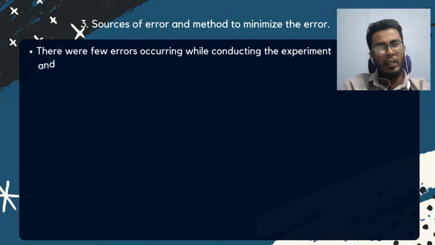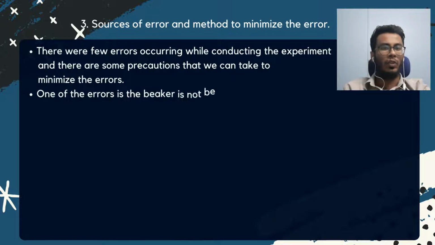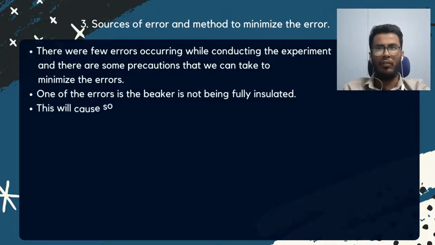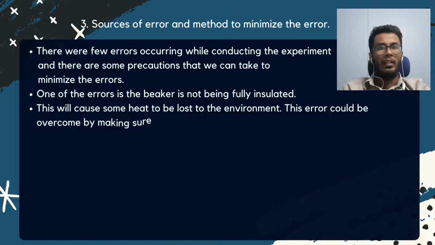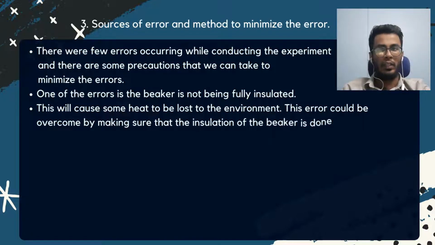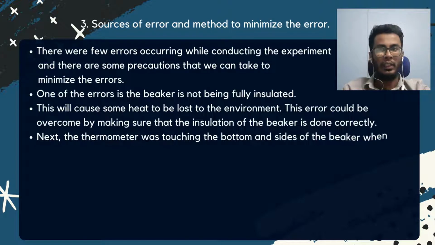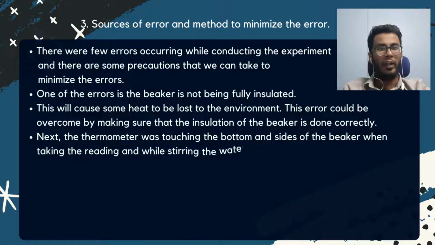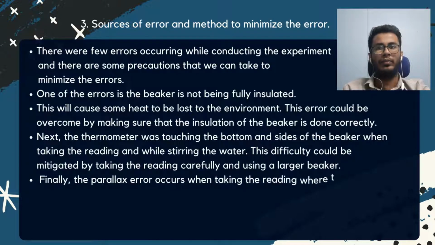So in this experiment, a few errors occurred while conducting the experiment, and there are some precautions that we can take to minimize the errors. One of the errors is that the beaker was not fully insulated. This will cause some heat to be lost to the environment. This error could be overcome by making sure that the insulation of the beaker is done correctly. Next, the thermometer was touching the bottom and the sides of the beaker when taking the reading and while stirring the water. This difficulty could be mitigated by taking the reading carefully and using a larger beaker.